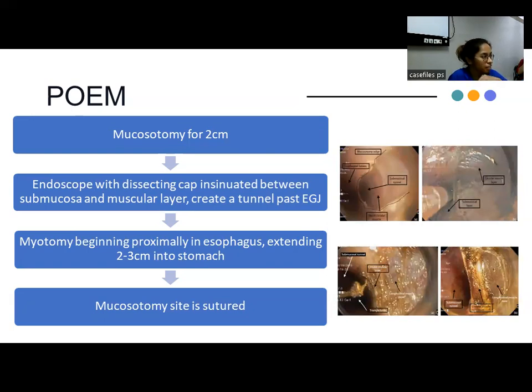It will create a tunnel in the submucosal layer, and this tunnel will be made past the lower esophageal junction. And the myotomy will be done, as we can see in this. This is the mucosotomy site, and this is the submucosal tunnel which we have created. And these are the circular muscles which are yet to undergo the myotomy. After that, the myotomy will begin proximally in the esophagus, and it will extend up to 2 to 3 centimeters into the stomach.